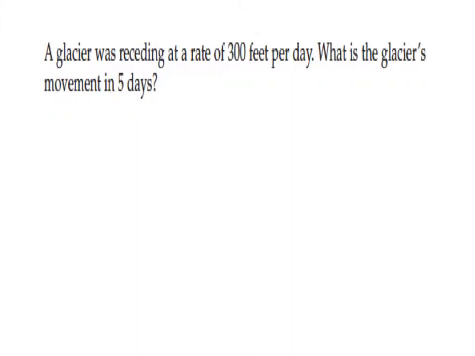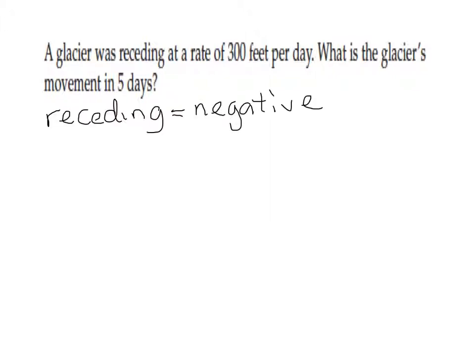Our next slide has a word problem. A glacier was receding at the rate of 300 feet per day. What is the glacier's movement in 5 days? Let's translate the word receding. Receding means to go back, which is negative. So we're going to translate that. A rate of 300 feet per day receding means a negative 300. Each day it recedes 300 feet.